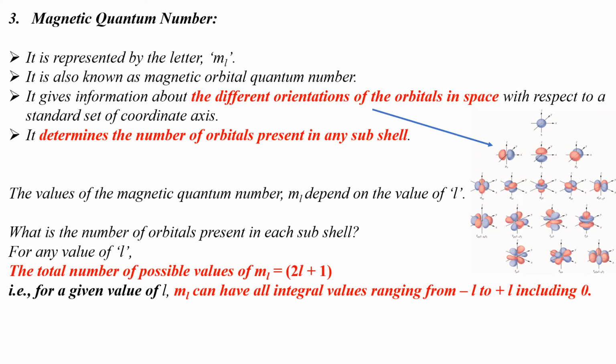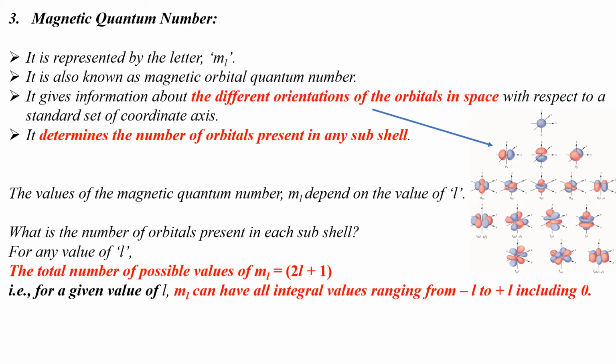Coming to the third quantum number, the magnetic quantum number. It is represented by the letter ml. It is also known as the magnetic orbital quantum number. Remember, the principal quantum number talks about the shells where there is a possibility of locating an electron. The azimuthal quantum number tells us about the subshell where it may be present. Let's see what the magnetic quantum number has to inform us.